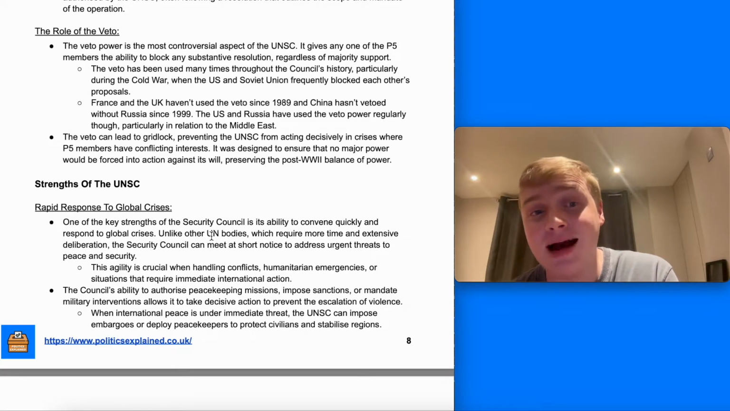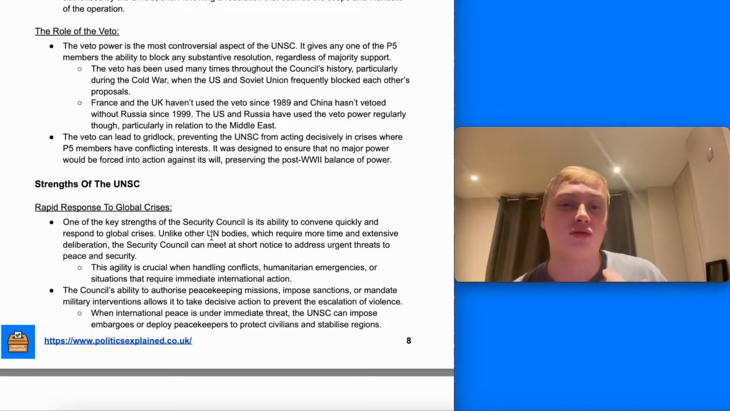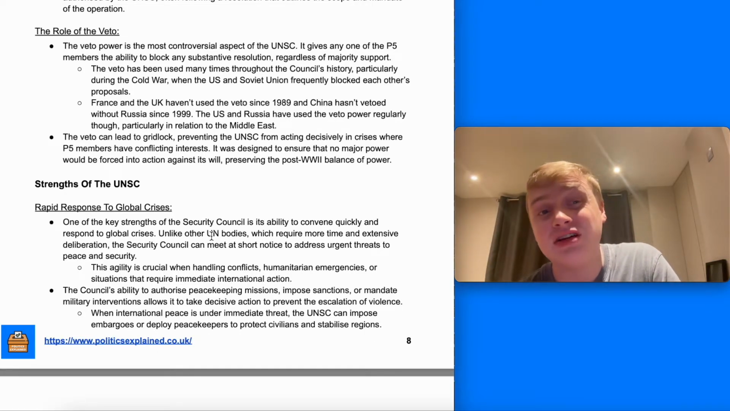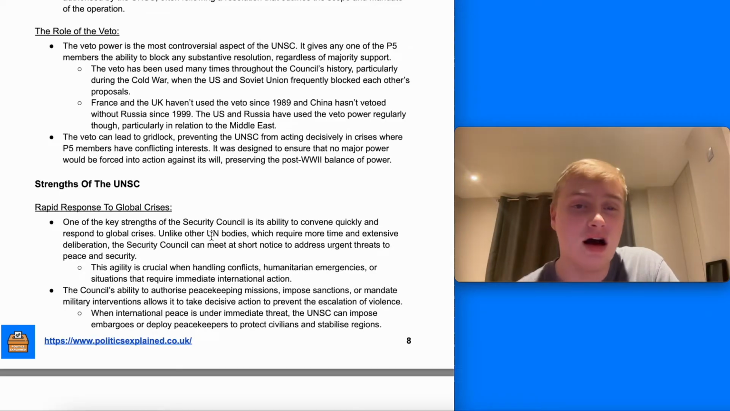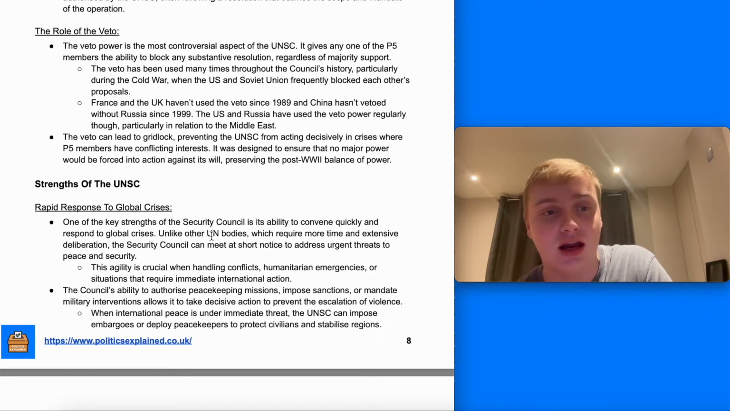France and the United Kingdom haven't used the veto since 1989, reflecting their decreased power in the international community. They, of course, could have used it, but it would be very controversial for them to do so, and they maybe would have seen the wrath of other countries, particularly the United States, and therefore haven't done so. China hasn't vetoed without Russia since 1999. That's really reflecting the fact that, especially in the last 5 or 6 years, they've become increasingly aligned as well. The US and Russia have used the veto power really regularly, though, particularly in relation to the Middle East, as we'll look at in some of the case studies in a bit.